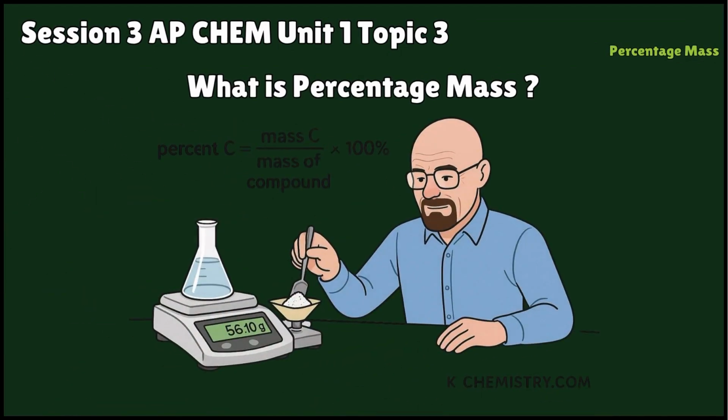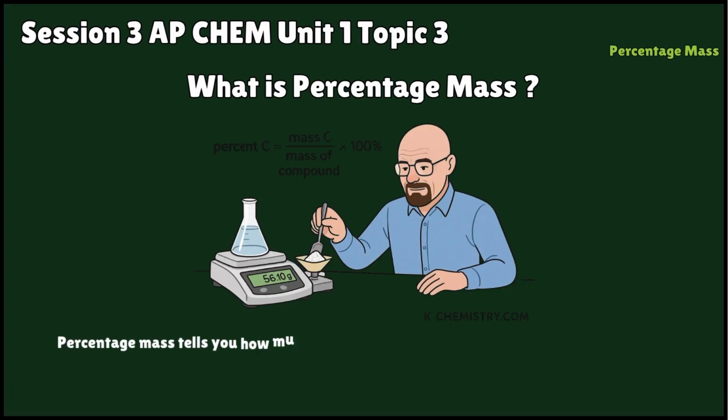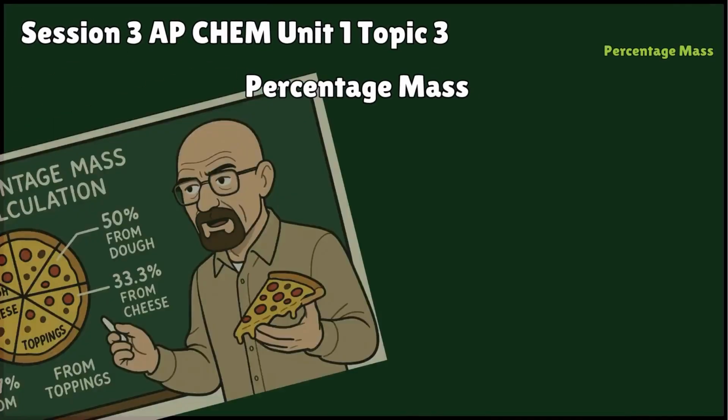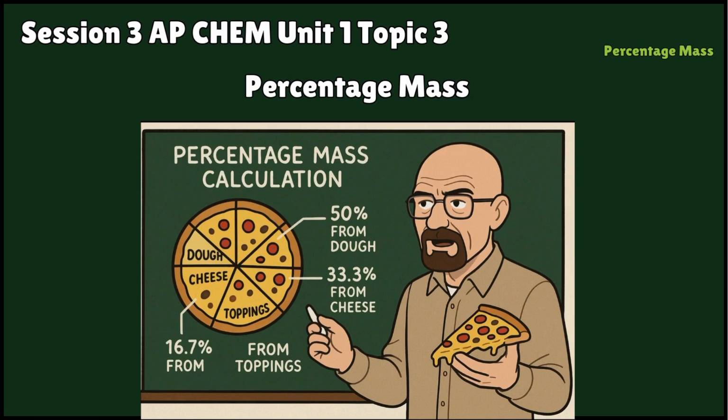So let's see, what is percentage mass? Percentage mass tells you how much of a compound's total mass comes from one specific element. It shows the element's share of the total expressed as a percent. Remember, this is mass percent. It's like you have a pizza and you're trying to know how much is made from dough, how much is cheese, and how much is topping. It's like you are saying that cheese is making 33.3% of the mass, and the dough is making 50% of the total mass.